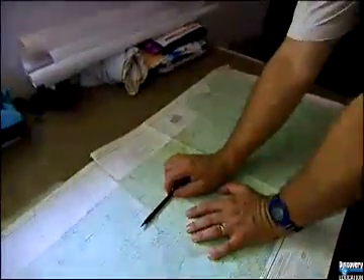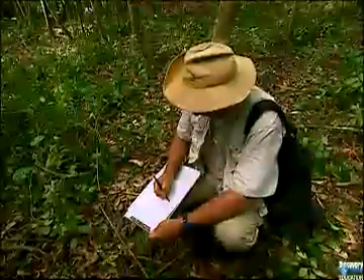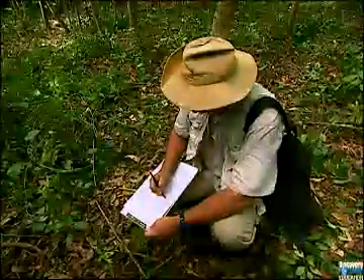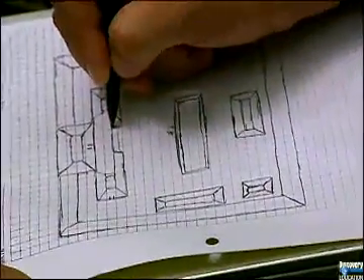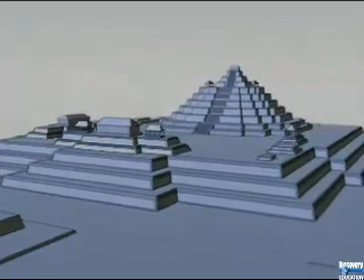Archaeologists use maps to help them navigate through the jungle in search of ruins. Sometimes they draw their own maps to mark important locations of ruins. Later, this scientist will compare the map he has drawn to the map created on his computer.